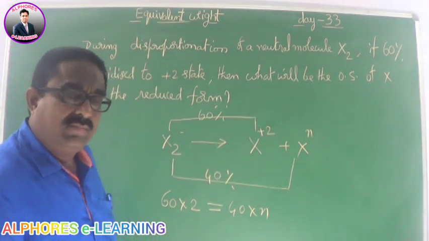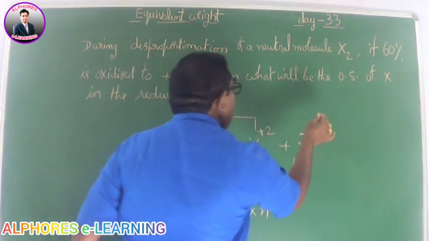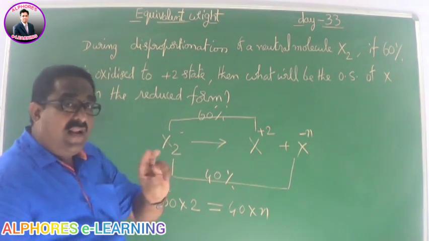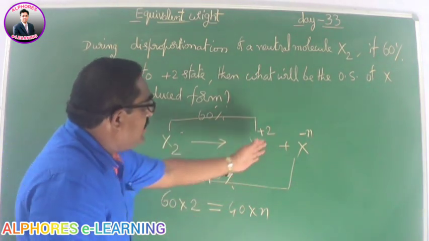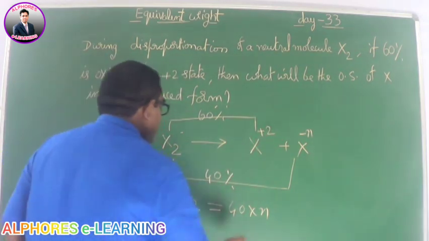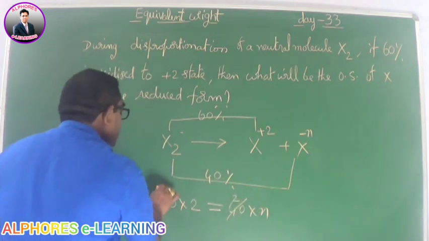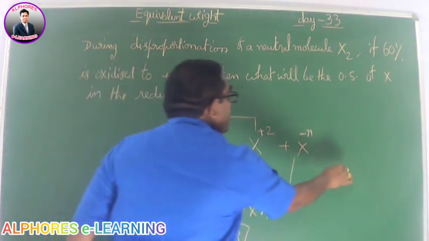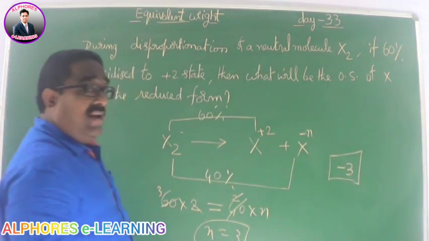40 into N. And for N, you can also assign a negative sign because it is the reduced form, because both the X here are 0. One is the oxidized state plus the other one should be the reduced state, so you will take it as a minus symbol. Right. Now, please cancel out 3. So N equal to 3. So no doubt, the oxidation state here is -3.